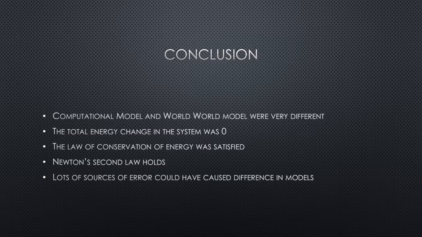Therefore, in conclusion, the computational model and the real-world model were very different. However, we did still conclude that the total energy change in the system was 0, and that the law of conservation of energy was satisfied. Also, Newton's second law holds. However, there are lots of sources of error that could have caused the difference in the models, such as the center of mass could have been misplaced, or the calibration stick could have been inaccurate, or we could have measured the spring stiffness or even the relaxed length of the spring wrong, which would have caused a huge deviation in the data for the real-world model on Tracker.